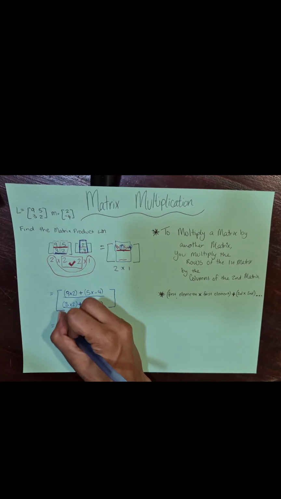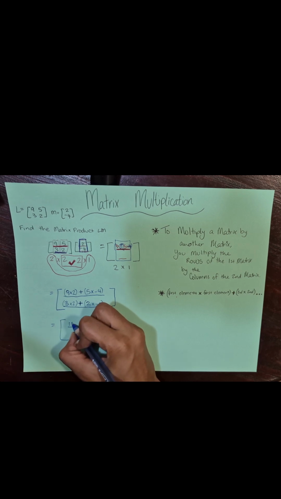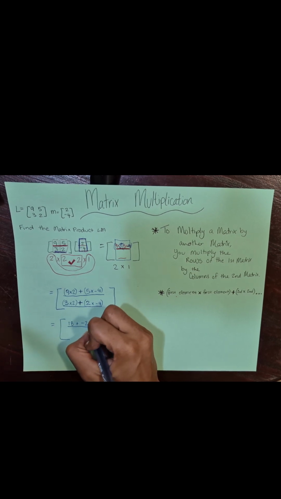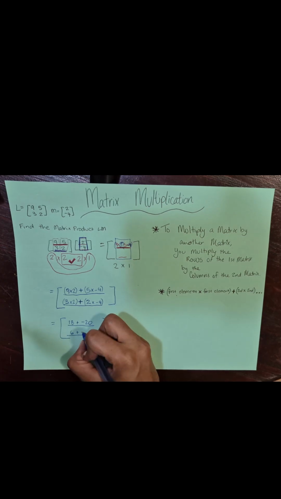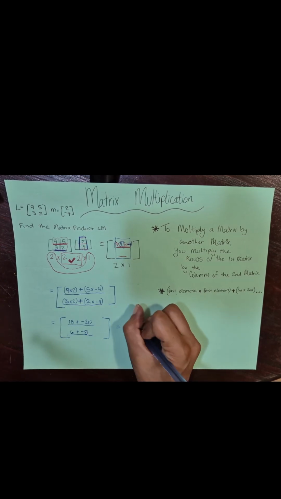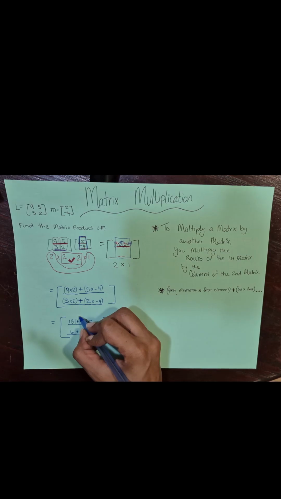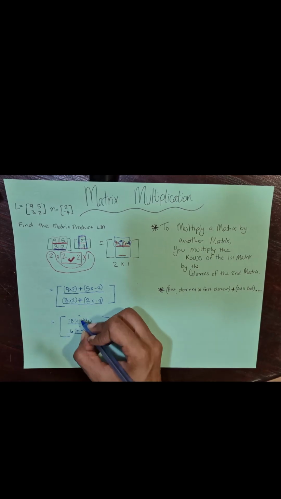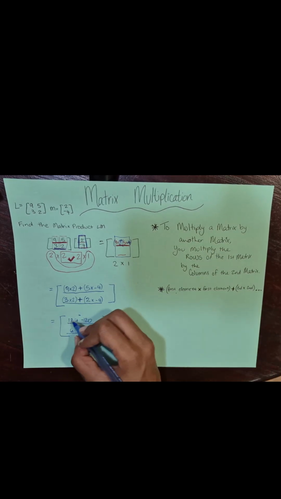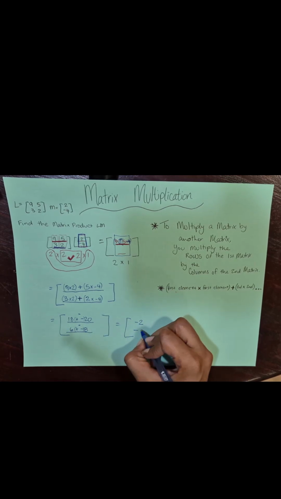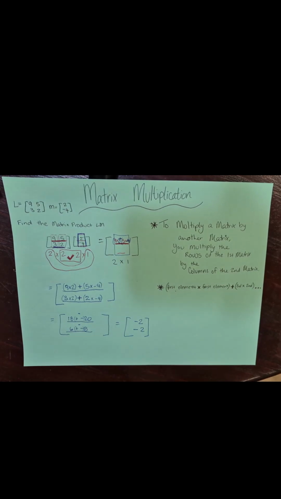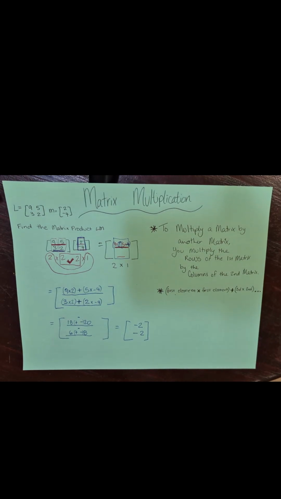So now we got 9 times 2 is 18 plus negative 20, and 6 plus negative 8, which is, we have 2 signs coming together, so we know it's minus. 2 different signs coming together, so it's minus. 18 minus 20 is negative 2, and 6 minus 8, also negative 2. So the matrix product LM ended up equaling negative 2, negative 2.